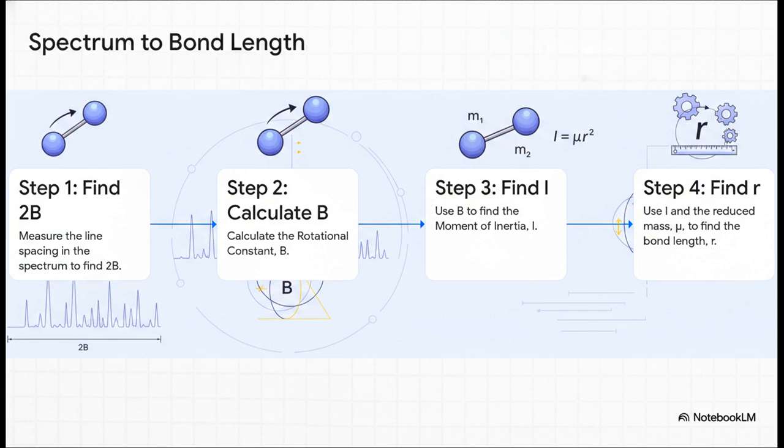First, you look at the spectrum and you measure the spacing between the lines to get the value of 2B. From there, it's just a simple chain of calculations. 2B gives us B. B, along with a few physical constants we already know, gives us the moment of inertia, I. And finally, using I and something called the reduced mass of the atoms, we can solve for the thing we've been after all along, the bond length, R.